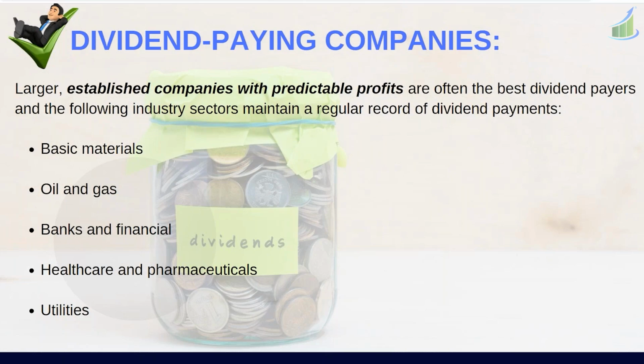Larger established companies with predictable profits are often the best dividend payers, and the following industry sectors maintain a regular record of dividend payments. For example, basic material, oil and gas, bank and financial, healthcare and pharma, and utilities. These are basically major sectors. I'm sure if I ask anybody, people have VEDL as a top dividend paying company at their fingertips, like ONGC or GAIL. These are Coal India. These are top companies which pay good dividends.